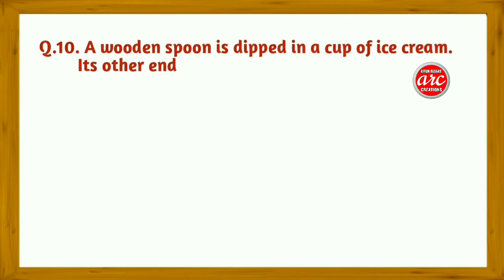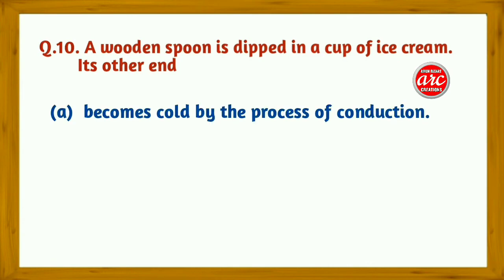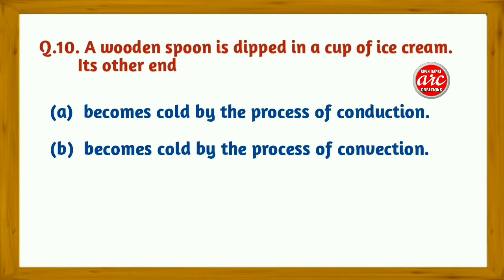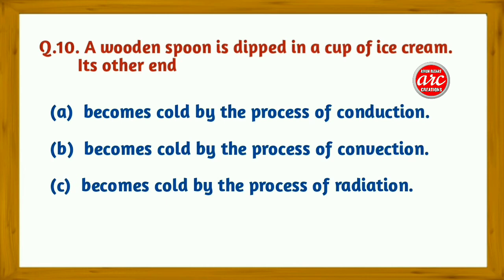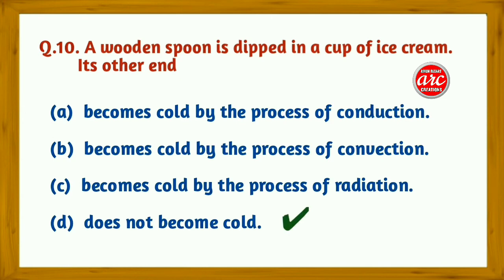Question number 10. A wooden spoon is dipped in a cup of ice cream. Its other end A. becomes cold by the process of conduction, B. becomes cold by the process of convection, C. becomes cold by the process of radiation, or D. does not become cold. The answer is D, does not become cold.